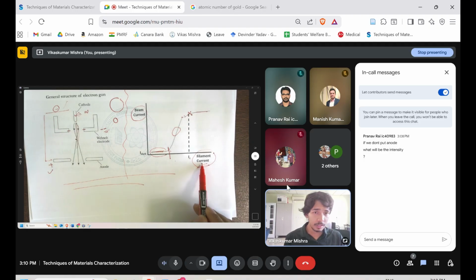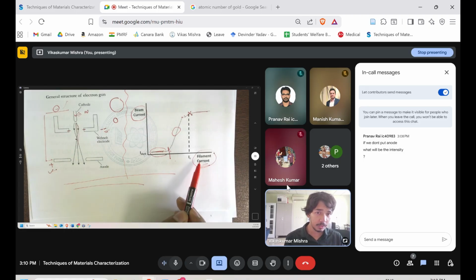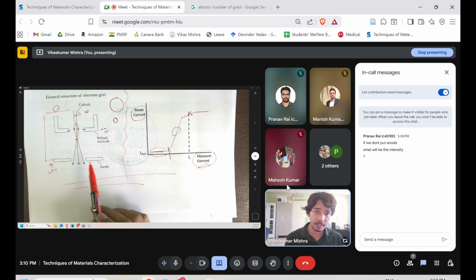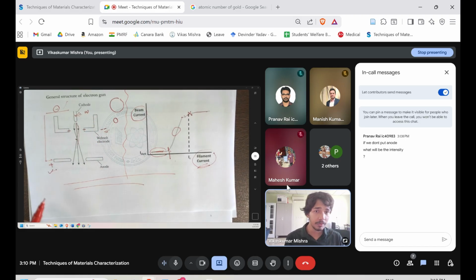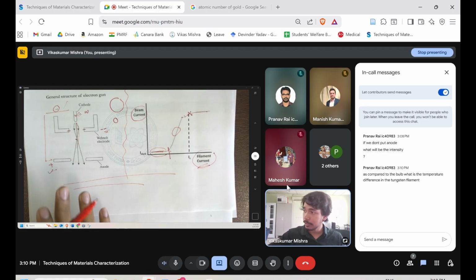Now, if you increase this, you will get some electrons. But if you are not applying any bias, these electrons are of no use, as they will not be accelerated. The path will not be provided to them. Right? So you are not going to get any intensity. That was a very good question.